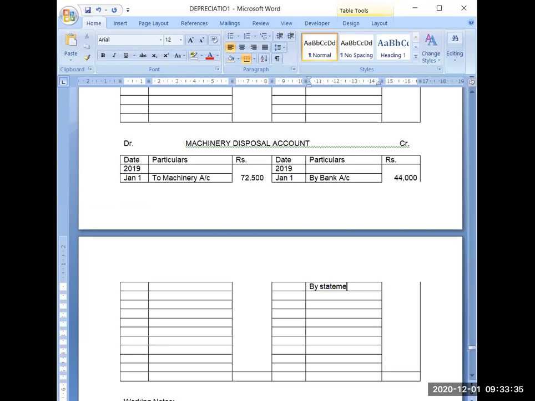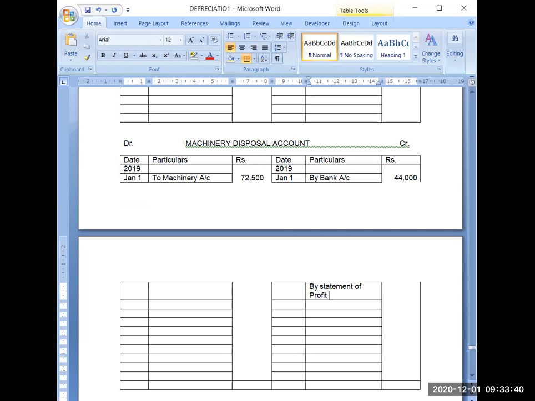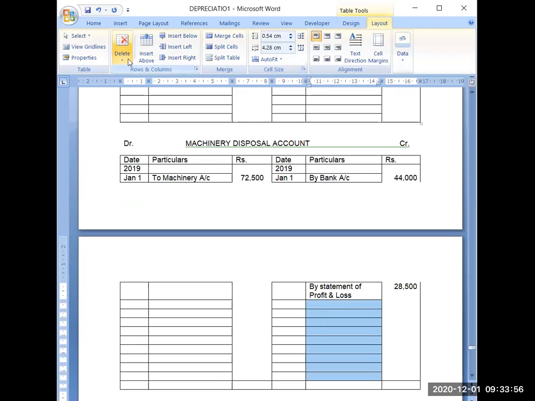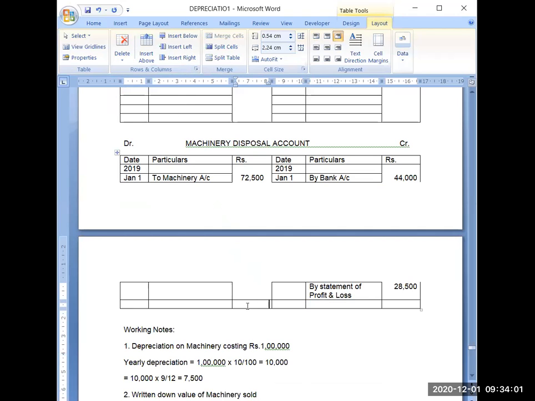by statement of profit and loss 28,500. And now you can see this account will become zero balance because this account has been prepared only for the purpose of sale of machinery. So here we will total 72,500 and here the total will also be 72,500.